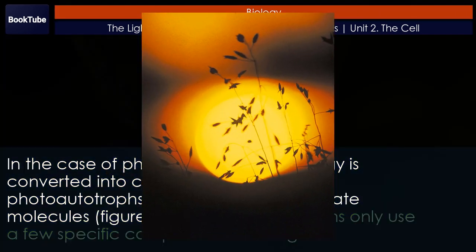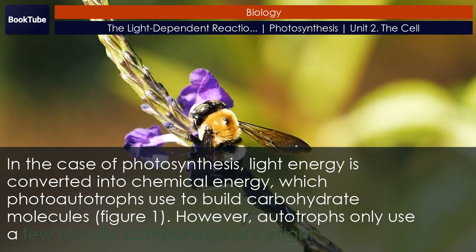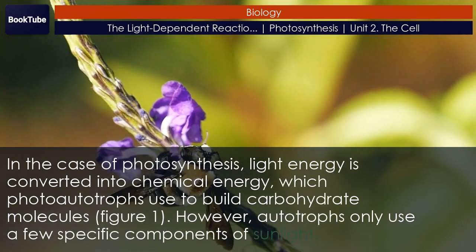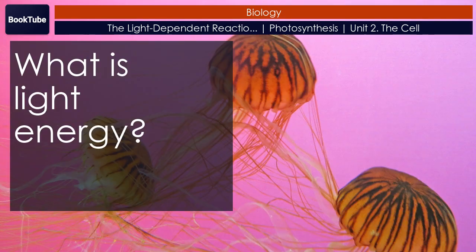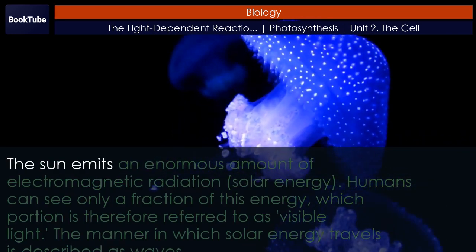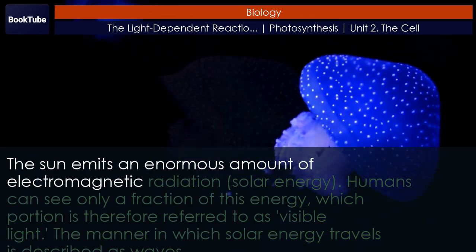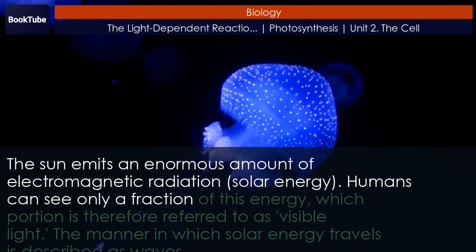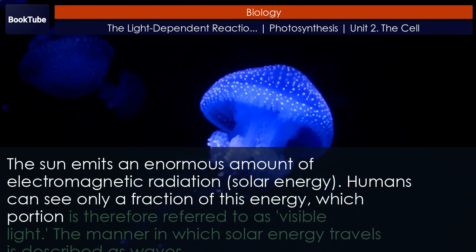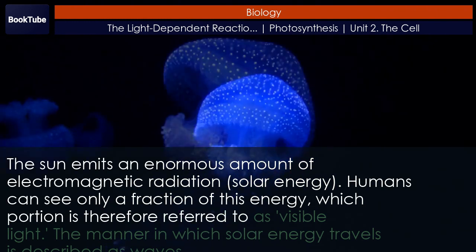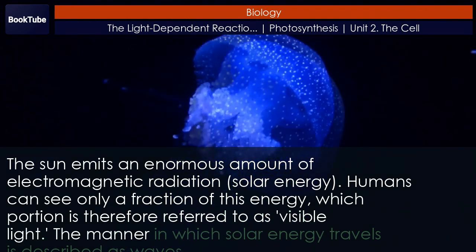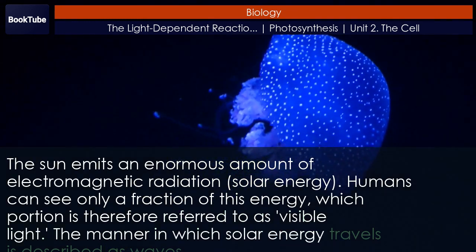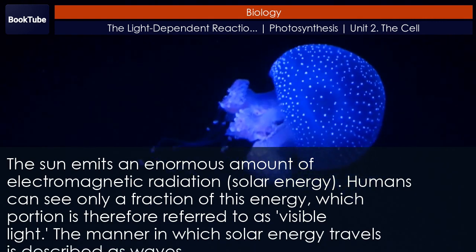Figure 1. However, autotrophs only use a few specific components of sunlight. What is light energy? The sun emits an enormous amount of electromagnetic radiation, solar energy. Humans can see only a fraction of this energy, which portion is therefore referred to as visible light. The manner in which solar energy travels is described as waves.